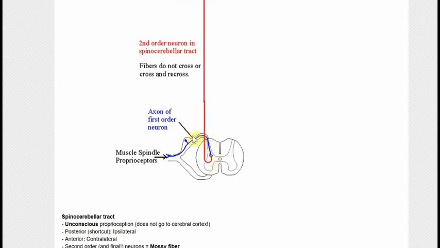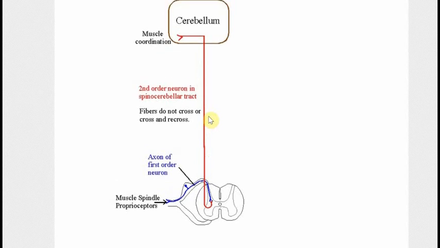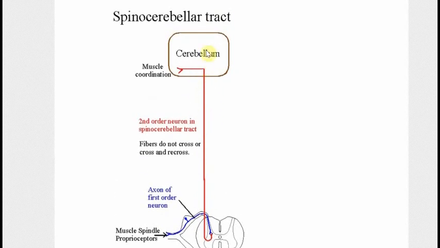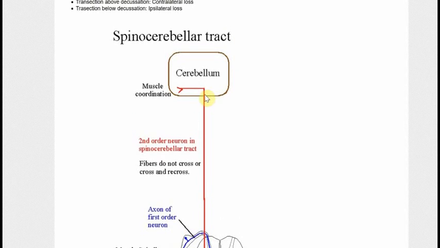So that's your first order neuron. Your second neuron is going up to the cerebellum. It does not go to the cerebral cortex. Therefore, it's unconscious. So that's your spinocerebellar tract. First order does not cross. Second order does not cross as well. That's the spinocerebellar tract. How about the second type?